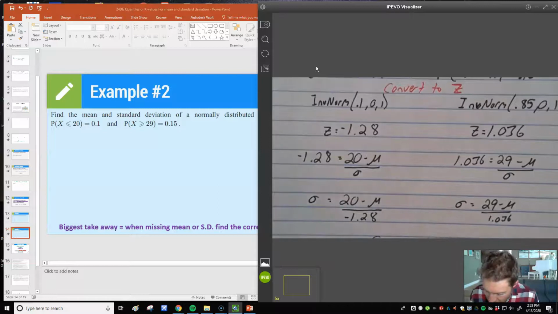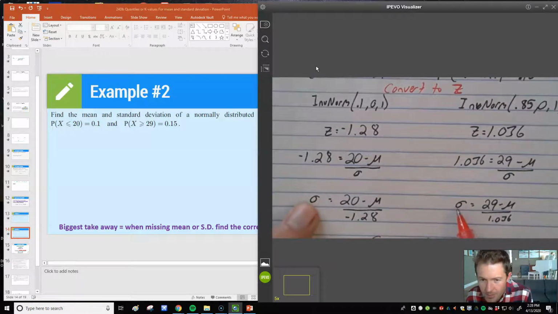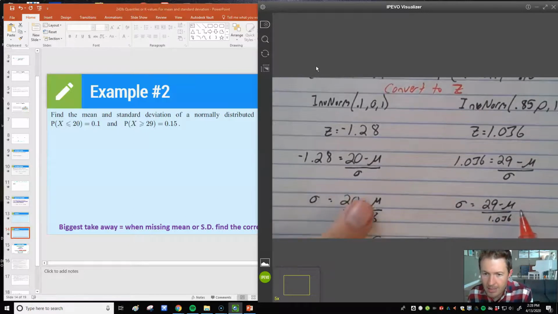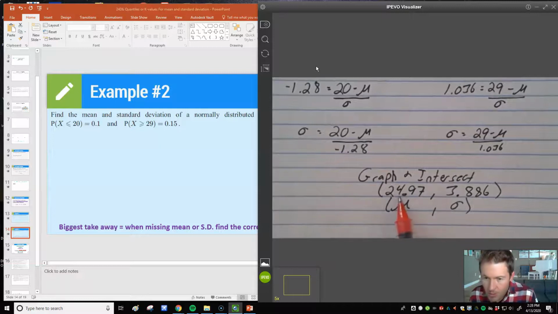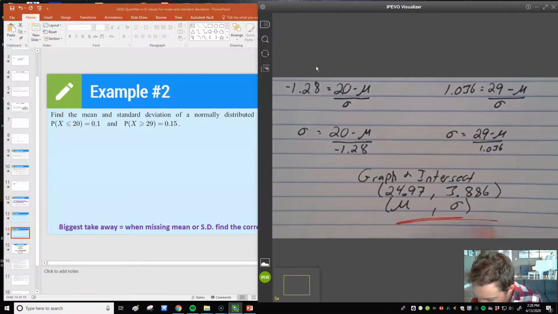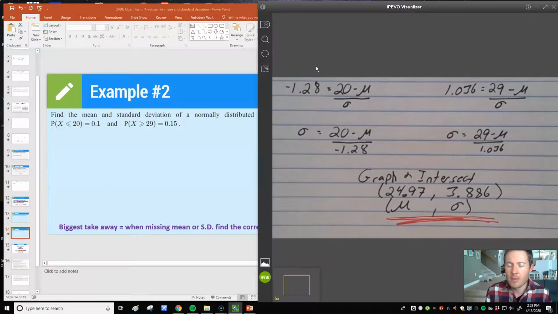Now I can just graph this, as these are the y's and these are the x's. So y's, x's, graph those, and here's what I got. I got this coordinate for the intersection. The way I built my function, my input comes first. So we see our mean is 24.97, and then the standard deviation, these are kind of like the y's, is this one. So there you get the mean and the standard deviation via a system of equations.